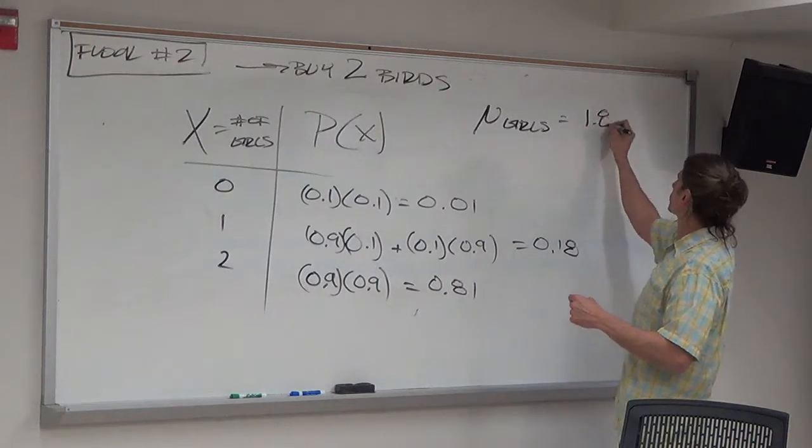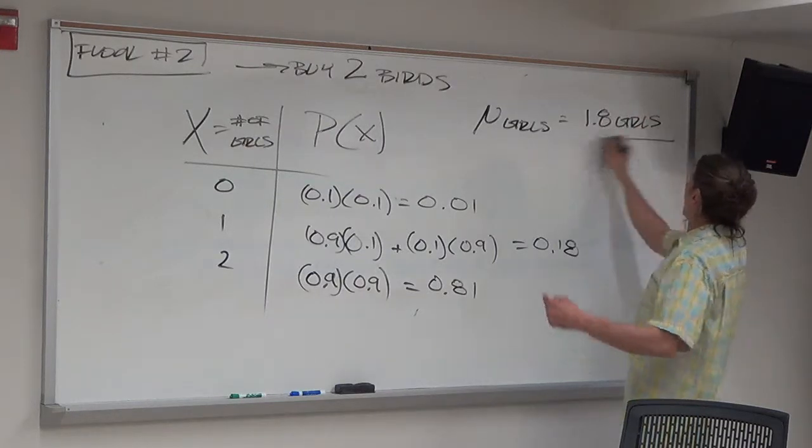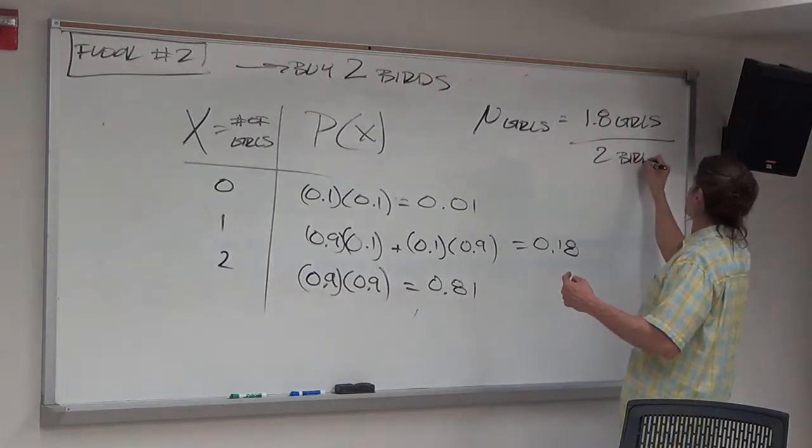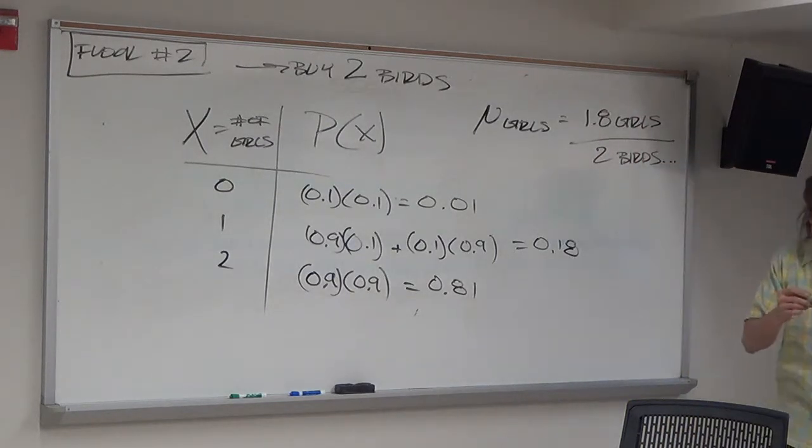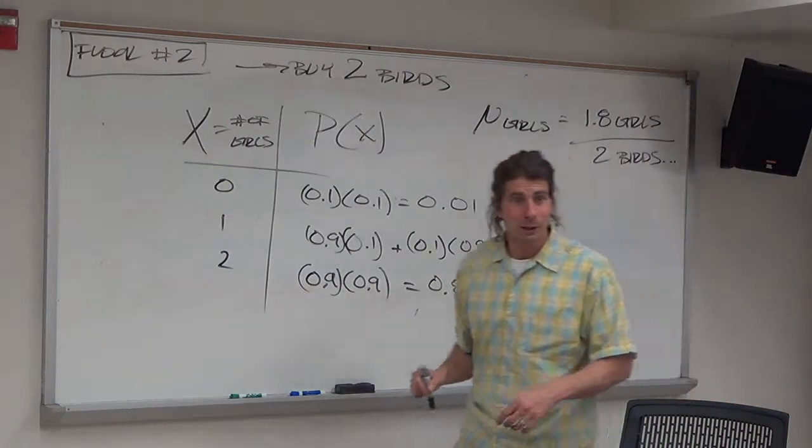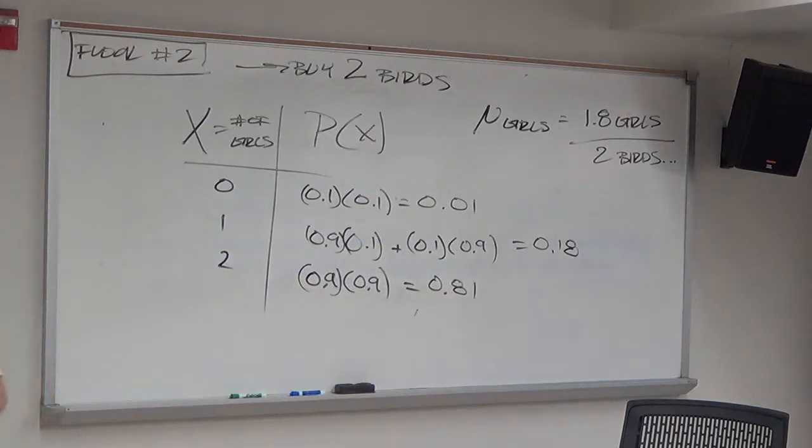The average number of girls is 1.8 girls per 2 birds. Is anybody crunching the numbers on their machines using one of our stats, L1, L2? I mean, you can totally do it, and you'll get perfect agreement with the same numbers we're getting. It's going to agree perfectly. It has to.